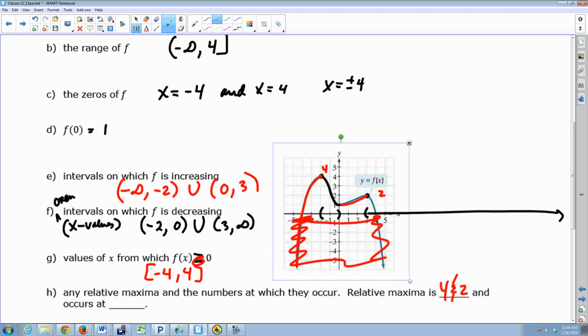And where do they occur? At x equals -2 and x equals 3.